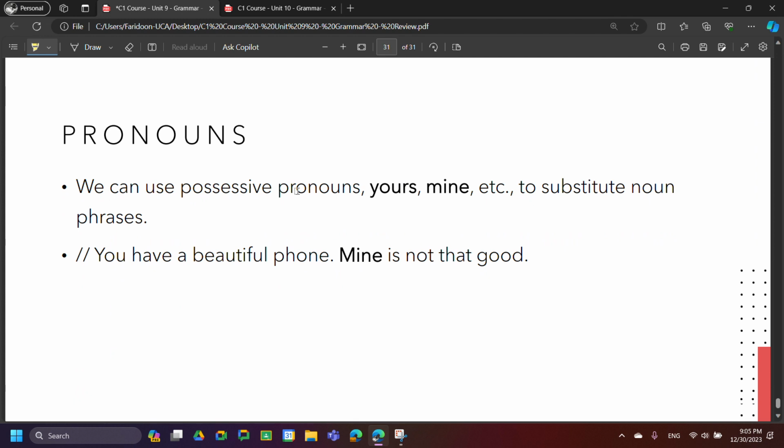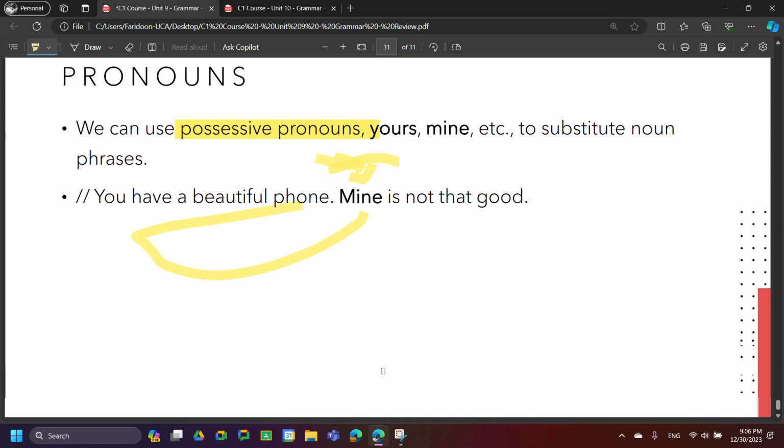Okay, we can use possessive pronouns like yours, mine, and so on to substitute noun phrases again. You have a beautiful phone. Mine is not very good, as we can say here. Mine is just replacing a very long phrase, like "my phone is not that good." So you don't really say "my phone," you just say "mine." It's going to do the same thing. Of course, if you add some more, it's going to become a bit longer, so just be careful. Using these kinds of possessive pronouns sometimes can actually help.